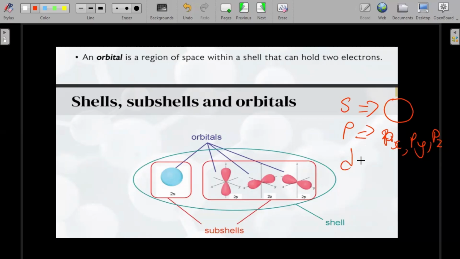You are also going to have the d subshell, which is going to have about 5 orbitals. So you're going to find 5 orbitals for the d subshell. Then you have the f subshell, the g subshell, and so on and so forth. These are some of the subshells that you are going to discuss in this course.